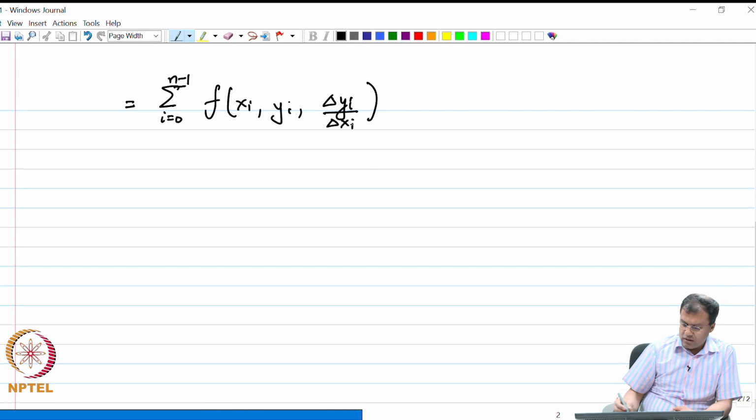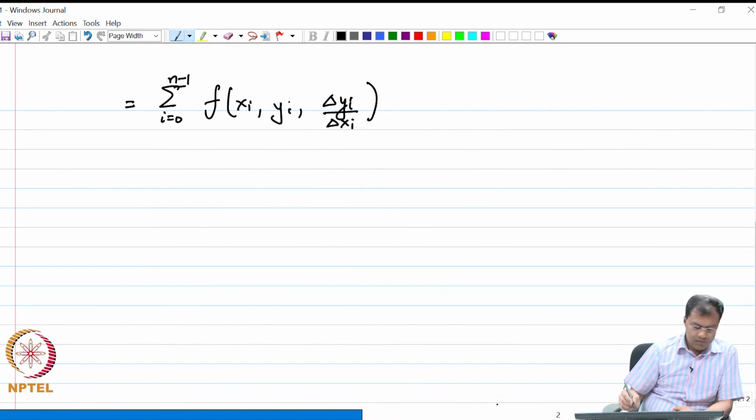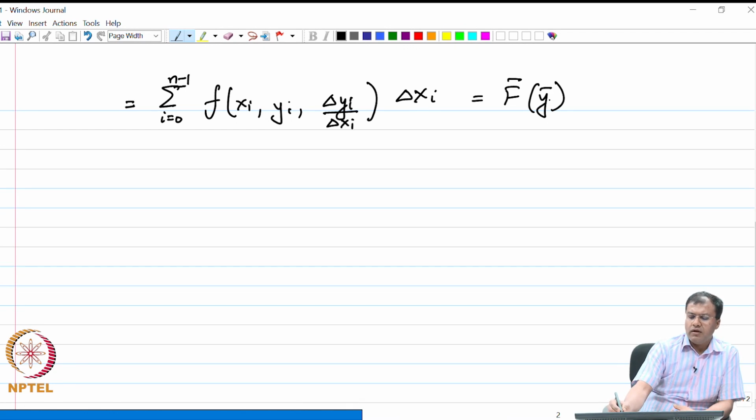And then notice that we had an element dx. So, dx changes to delta xi, right. So, this is the function that now we have to maximize or minimize. Notice now the functional has changed into a function, or let me call this the vector function, which is a function of the unknowns y bar, or this is also equal to the function of y0, y1 to yn, right.